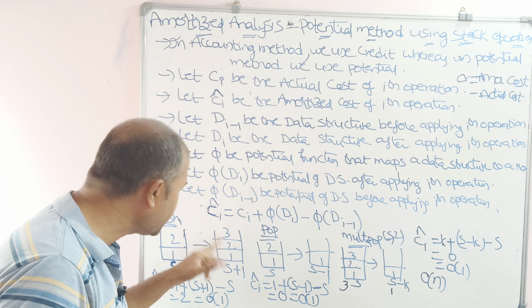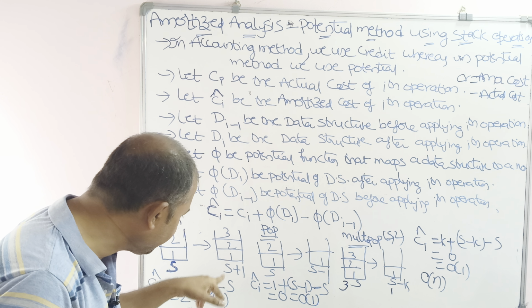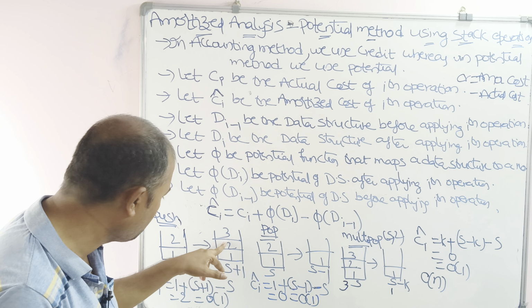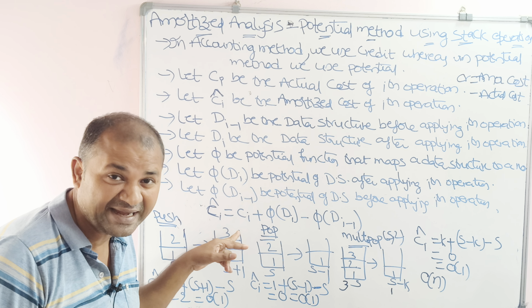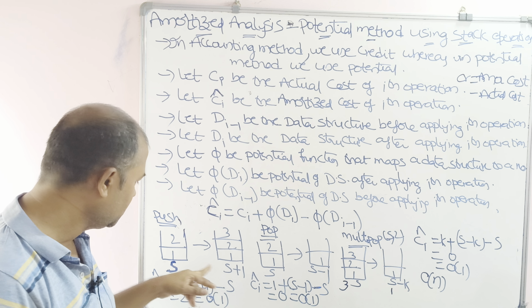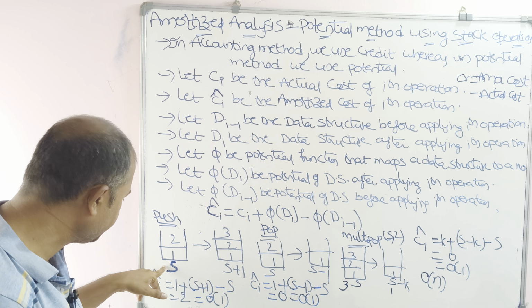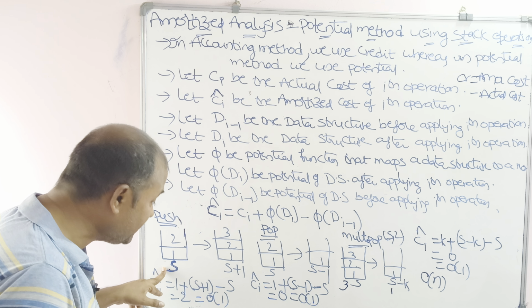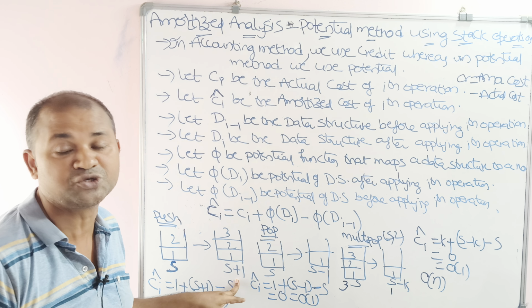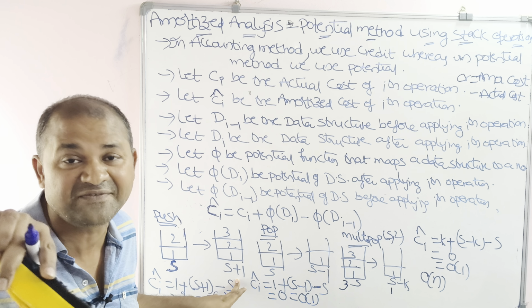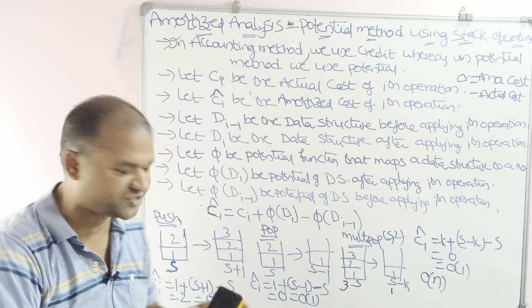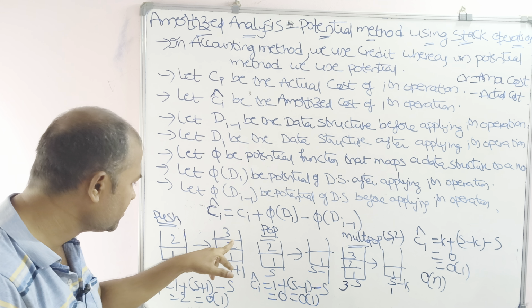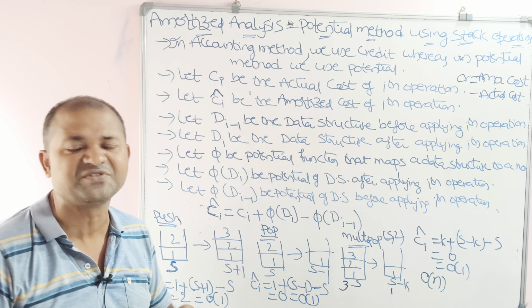Next, after applying the push operation, the state of the stack is like this: 1, 2. With the help of the push operation we are pushing an element onto the top of the stack. So before applying the push operation, if the stack contains S elements, then after applying the push operation the stack will contain S plus 1 elements. So S means the number of elements. Here we have 2 elements, and after applying the push operation, we have 3 elements.